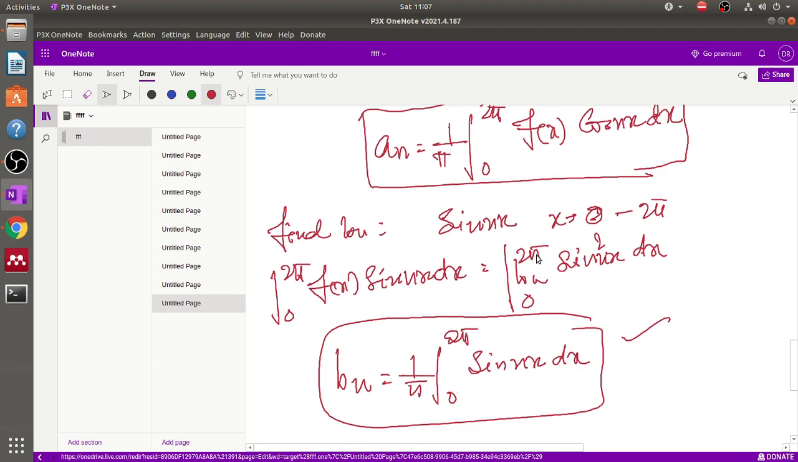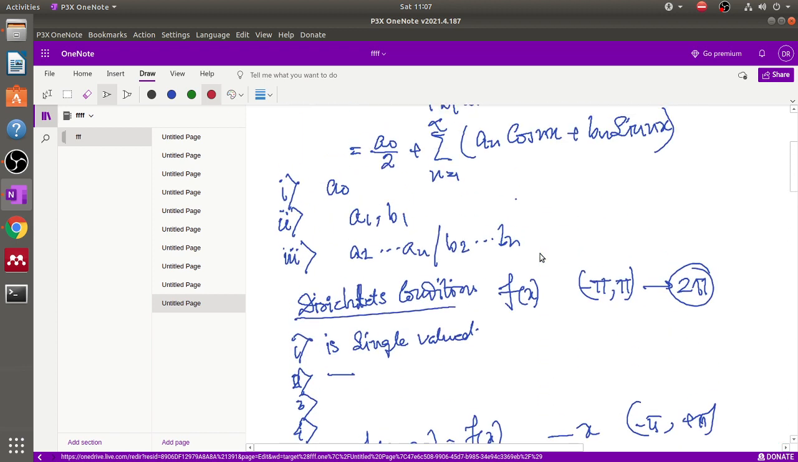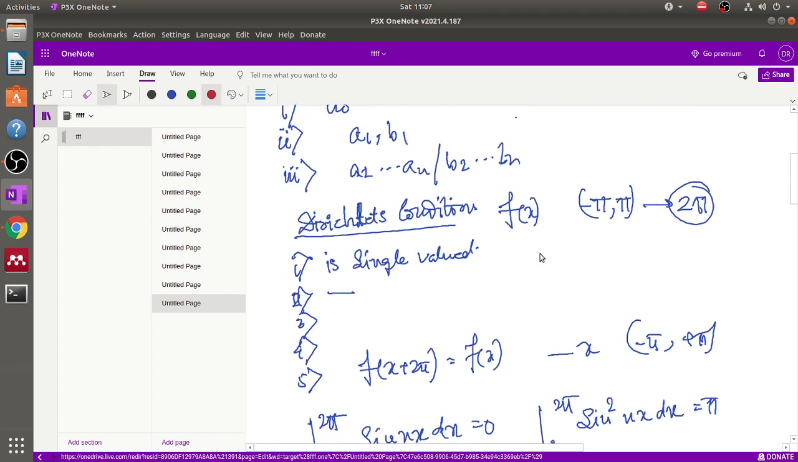So this is the continuous time Fourier series representation, its coefficient values, and the conditions, the integrations, the Dirichlet's conditions for Fourier series representation.